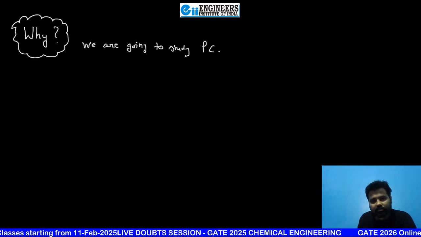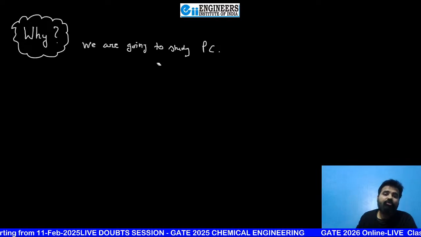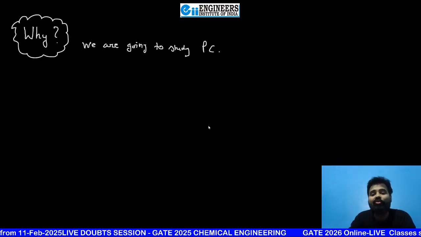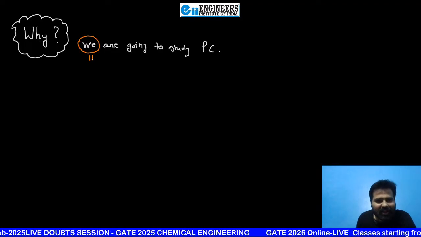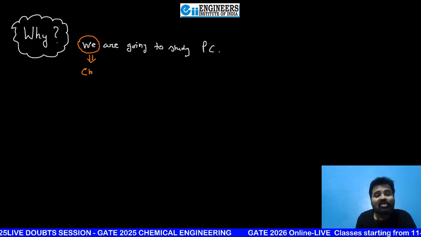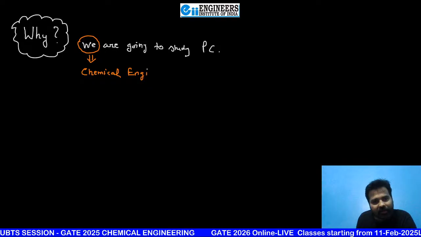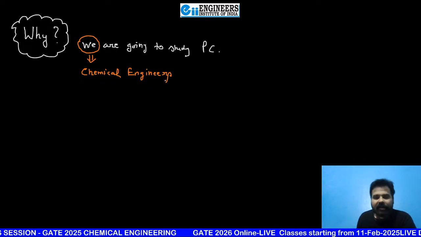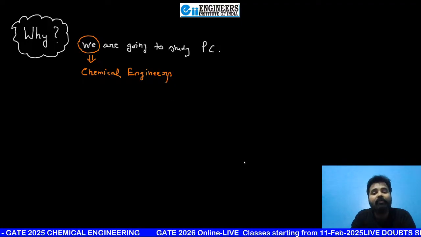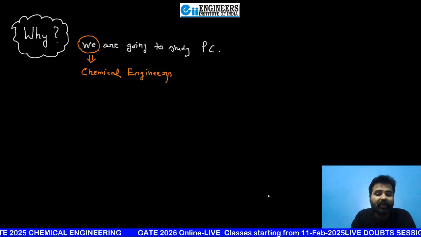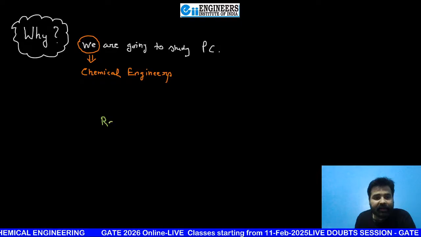Process calculation. My dear students, who is we? We means we are chemical engineers. And if you are a chemical engineer, what is your basic work, your main work? What is your main work, my dear students? Your main work is you are taking raw materials.